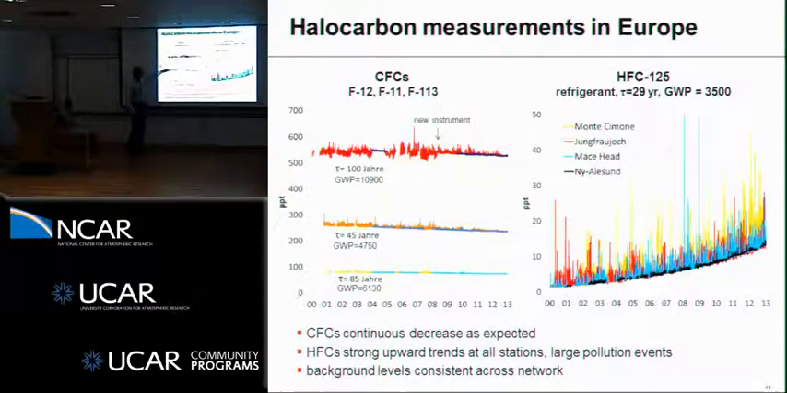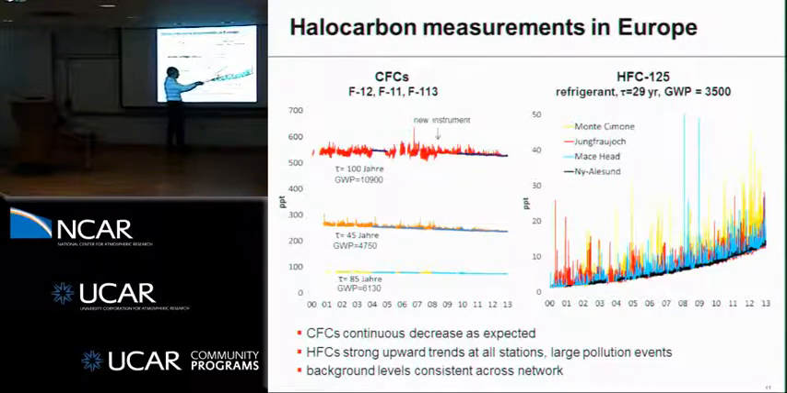Well, then here is F11, F113, so they are all decreasing, which is nice, because they're also strong greenhouse gases. But here you see the replacement compounds. So today, instead of CFCs, we are using HFCs, chlorine-free species, and you see that they are increasing strongly.